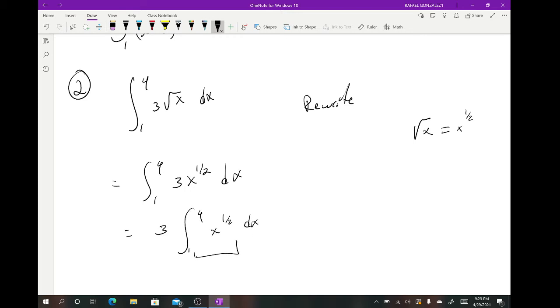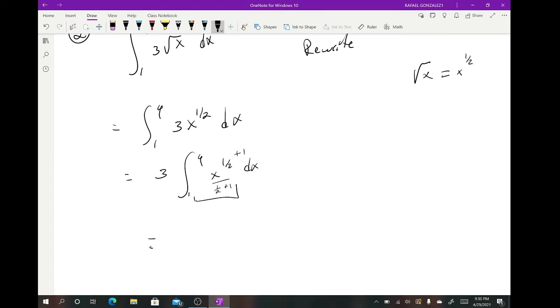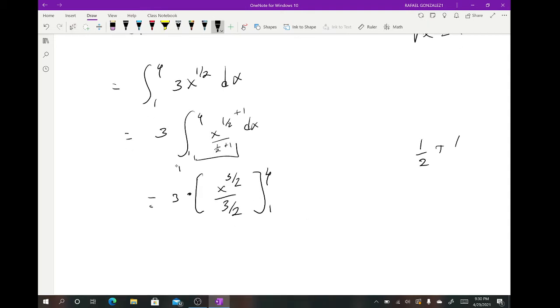Now I'm only worrying about this piece. So we're going to add 1 to the exponent, and in the denominator we're going to have 1/2 plus 1. So if you add 1 to the exponent, that's going to be 3/2. Remember, to add fractions, you have to have the same denominator. So you're going to have 3 times the following: x to the 3 over 2 over 3 over 2, evaluated from 1 to 4. Notice that I dropped the integral symbol because this is the antiderivative. So once you find the antiderivative, you drop the integral sign.